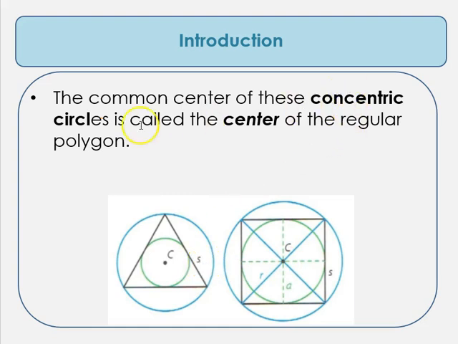And the expression concentric circles is when you have a smaller circle and then a larger circle, and you could continue on with another larger circle, and they're all equidistant from each other.